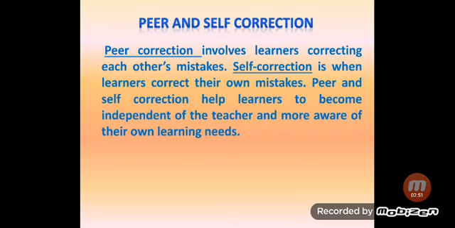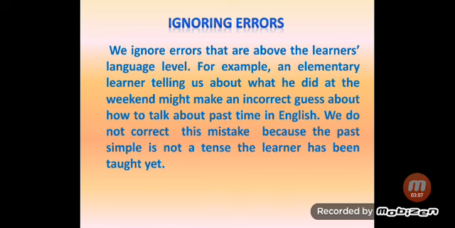Peer and self-correction. Peer correction involves learners correcting each other's mistakes. Self-correction is when learners correct their own mistakes. Peer and self-correction help learners to become independent of the teacher and more aware of their own learning needs.